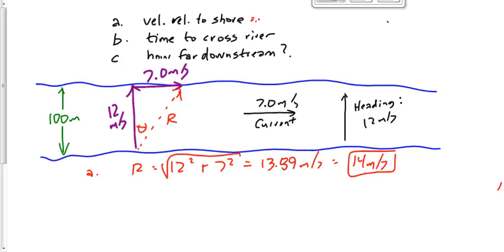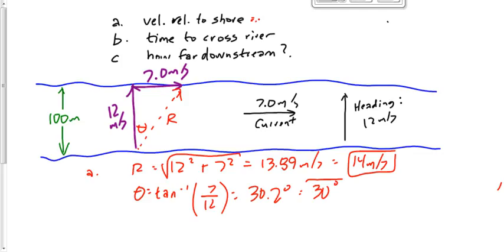So this boat, although it's aiming at 12 meters per second, without the aid of a river current, it can only go 12 meters per second. But with the aid of the river current going to the east here, it's able to travel at 14 meters per second. What angle does it end up going at? Well, let's say theta is equal to the inverse tan of opposite over adjacent, 7 over 12. And what do we get for theta there? 30.2 degrees, which we're going to round to 2 digits, 30 degrees.